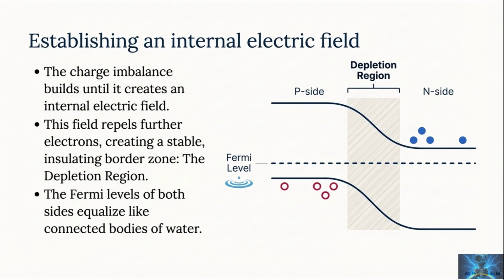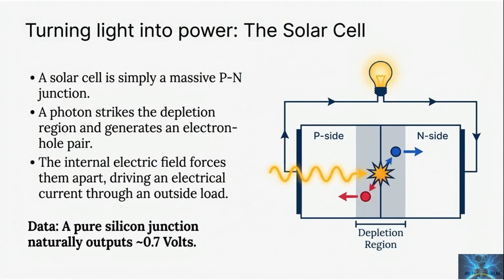As electrons and holes recombine near the junction, they leave behind fixed charged ions in the crystal. That charge imbalance builds until it creates an internal electric field. That internal field repels further electron diffusion and stops the free mixing. The result is a stable insulating border zone called the depletion region. The Fermi levels on both sides equalize like connected bodies of water, leveling out. So the junction itself creates a built-in barrier that devices can push against or reinforce, turning light into power.